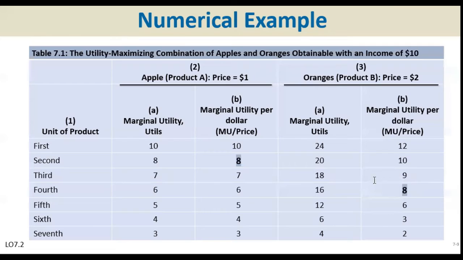Right, 9, so another orange. And we also have 8, which is a tie over here. The consumer gets the 8 over here and gets another apple also. So here you can see 1, 2, 3, 4 oranges and 2 apples probably will complete the choice, because 2 times $1 is $2, 4 times $2 is $8, and 8 plus 2 is 10. So now you exhaust your budget.